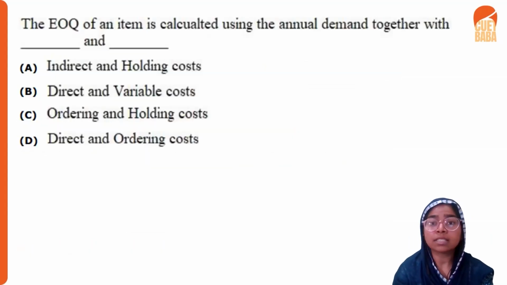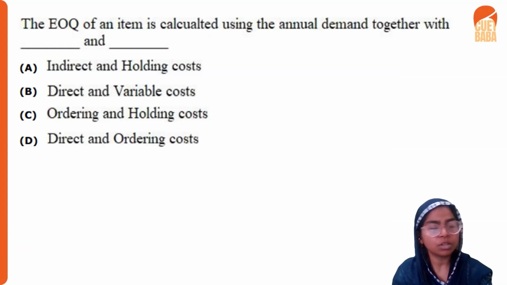The EOQ, that is the economic order quantity of an item, is calculated using the annual demand together with two main things, ordering cost and holding cost. So options are indirect cost and holding cost, no. Direct and variable cost, no. Ordering cost and holding cost, yes. Direct and ordering cost, no.